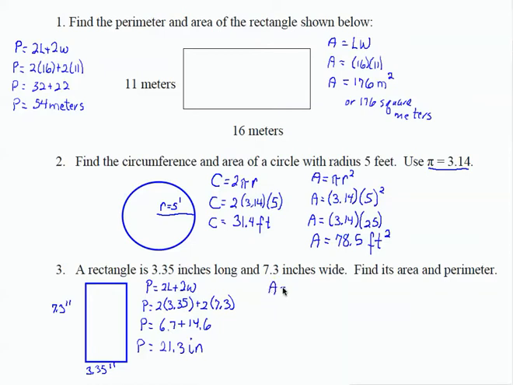My area formula, again, is length times width. So my area is going to be 3.35 times 7.3. If I multiply those, I get 24.455 using the proper units, inches squared.